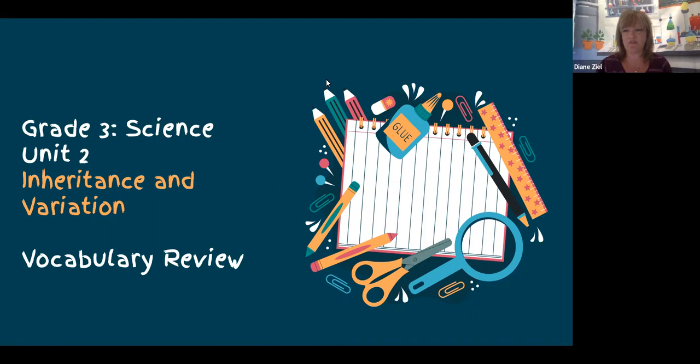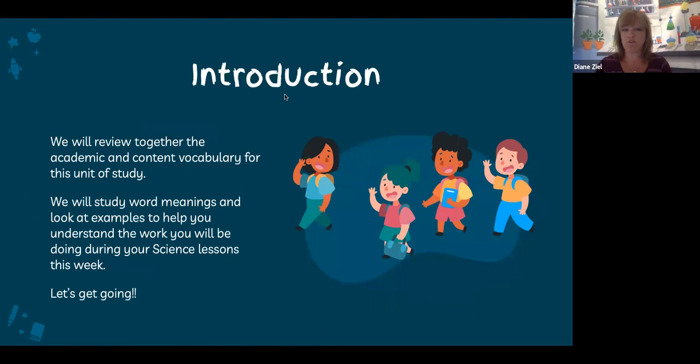Today, we are going to review some science vocabulary from Unit 2 on inheritance and variation. Let's get going. We will review together the academic and content vocabulary for lessons from this unit of study. We will study word meanings and look at examples to help you understand the work you will be doing during your science lessons this week.